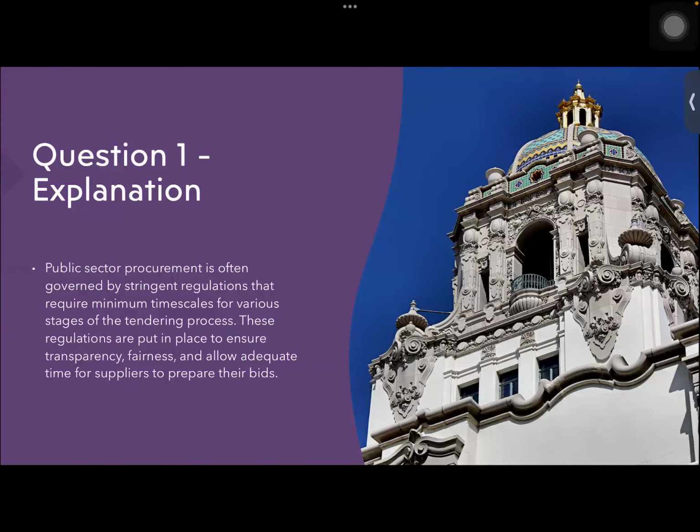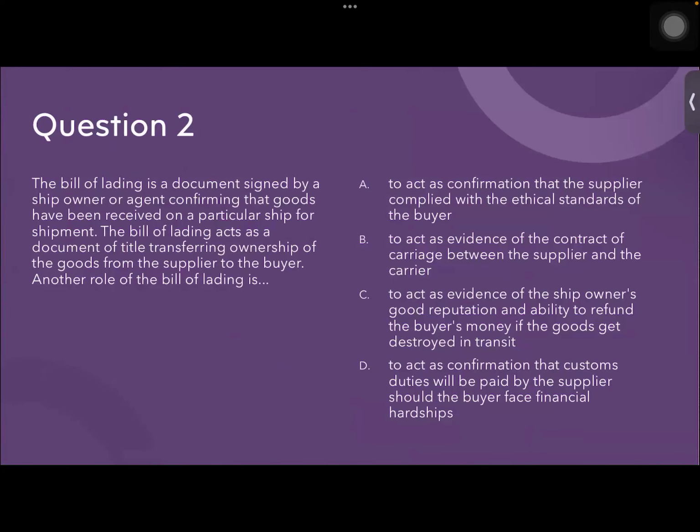And this one aims at transparency and fairness for every supplier involved. Now, let's start question number 2. Question number 2 is about the bill of lading. Bill of lading may play 2 roles.